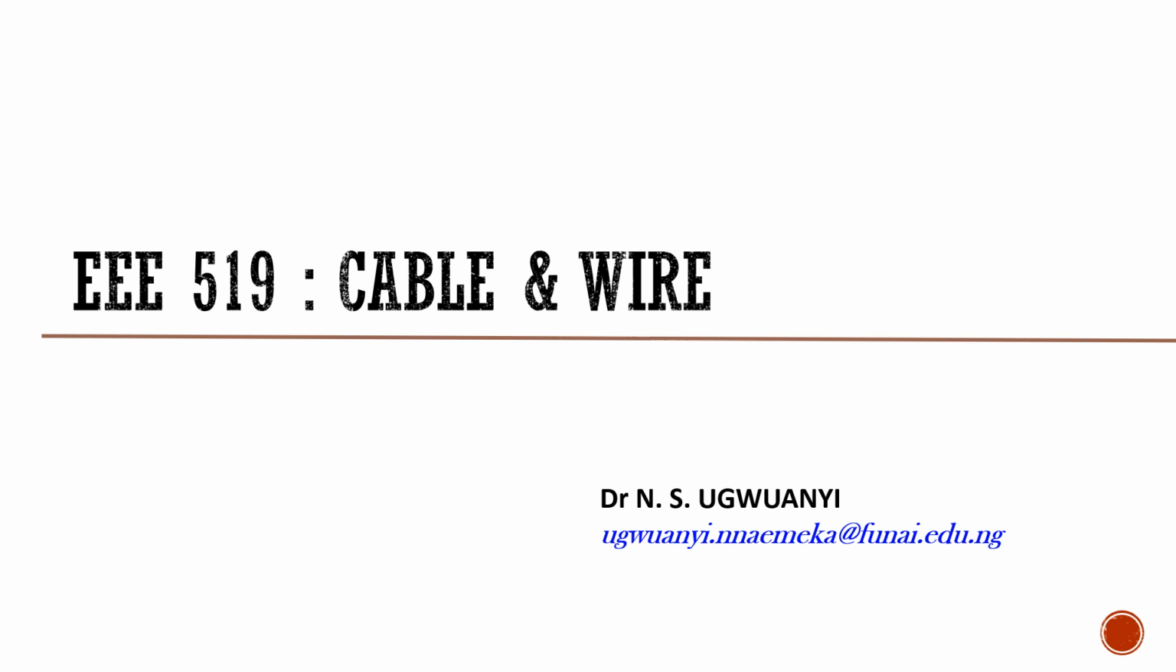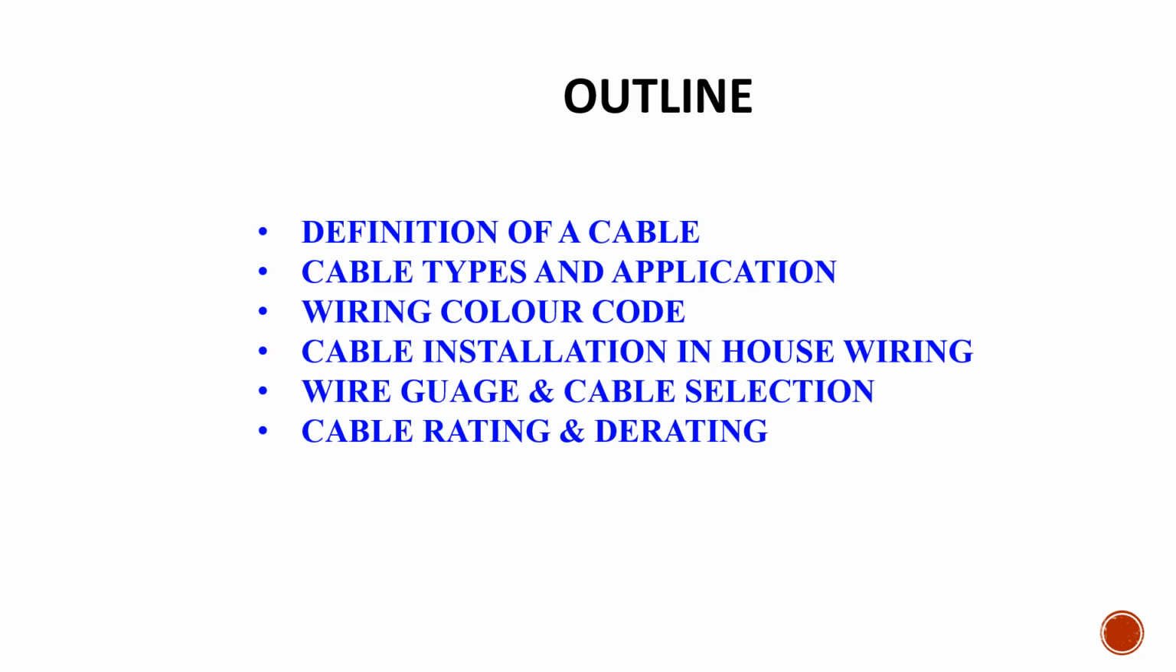Today we are looking at cable and wire. The outline of this presentation goes as follows. First, we'll take the definition of a cable. We'll also look at cable types and application. Next, we'll take wiring color code, cable installation in house wiring, wire gauge and cable selection, and then finally we'll look at cable rating and derating.